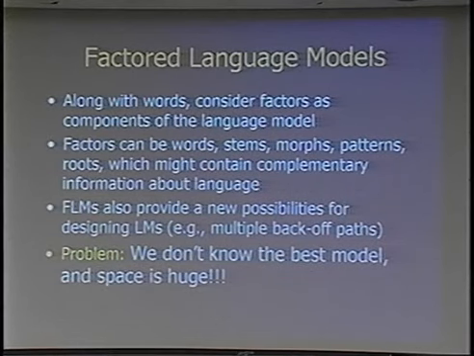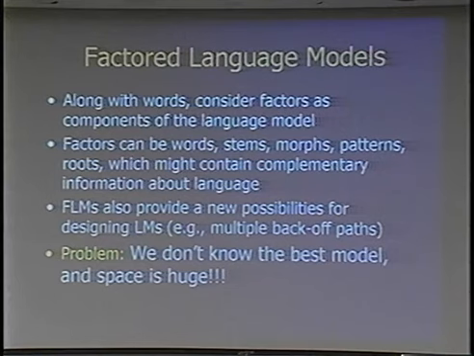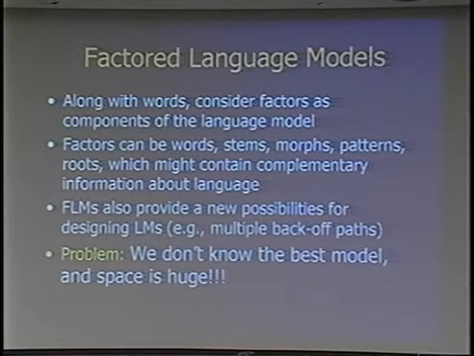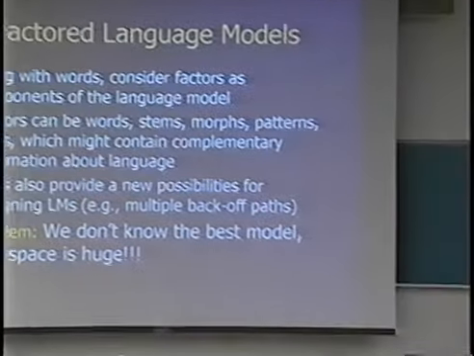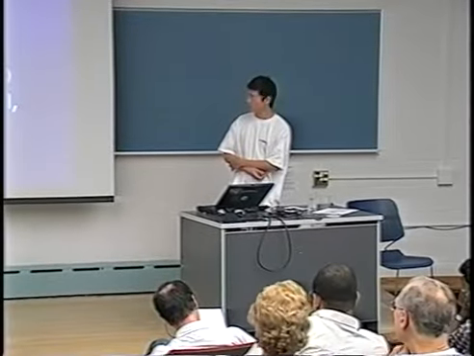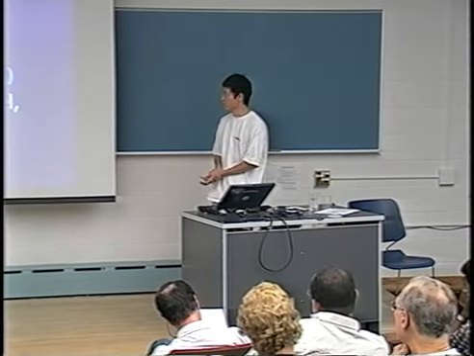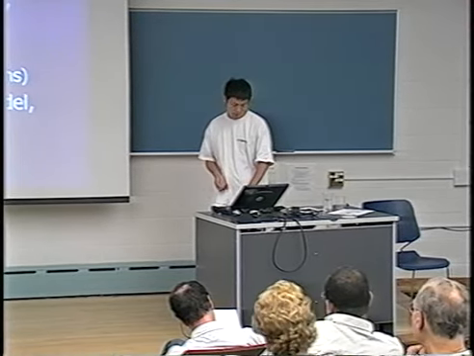The idea behind factor language models is that, aside from words, we might have some other factors such as stems and verbs in Arabic that are quite useful in building the language models. And factor language models can also provide new possibilities for designing those language models, such as Jeff talked about: multiple backoff paths, different smoothing techniques, and so on. But we have a problem, because in the factor language model we have different factors and different time frames, so we have a whole set of choices that we can make, and we don't know what to do.